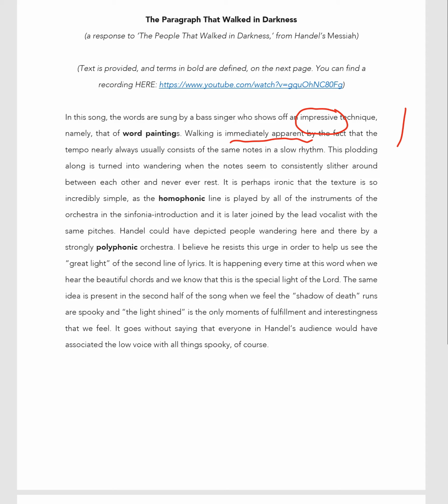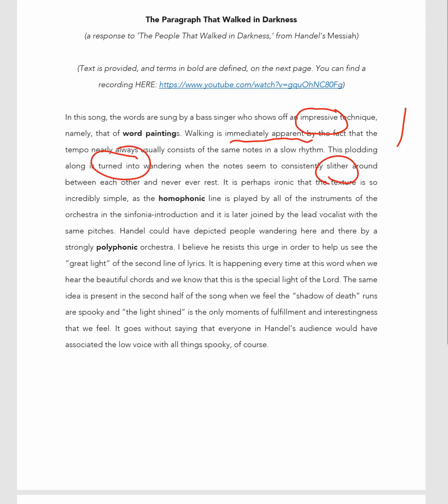It doesn't give us any detail as far as how the notes slither between each other and never ever rest. I don't think that's a word that comes to mind here, slither, nor is it really clear why the change happens. The plodding along is turned into wandering.